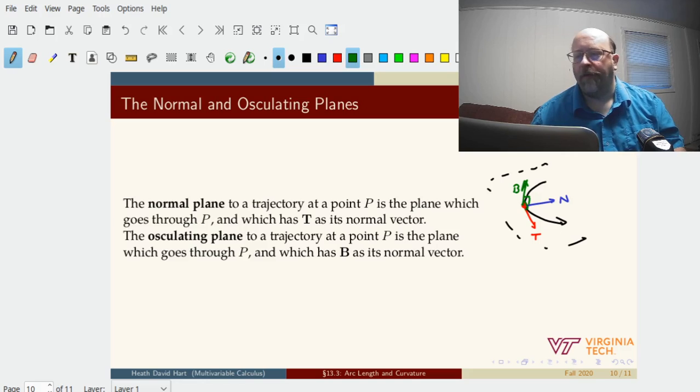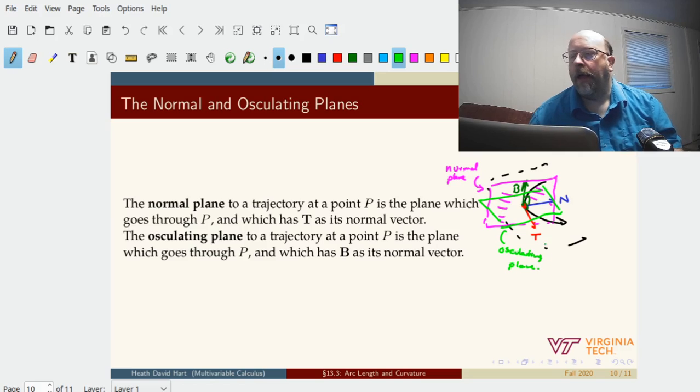The plane that we call the normal plane through the trajectory is the plane that goes through N and B, the normal and the binormal vectors, but it has T as its normal vector. So this plane here is called the normal plane. You are crossing through the normal plane at any point on your trajectory. This plane that's called the osculating plane is the plane that goes through the T and the N vectors and has B as its normal vector.